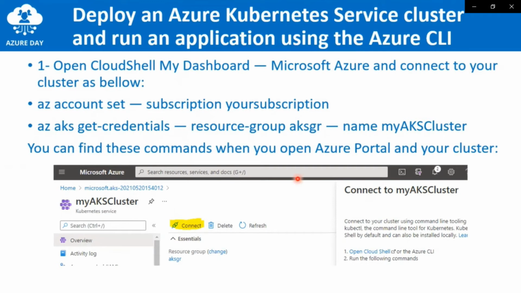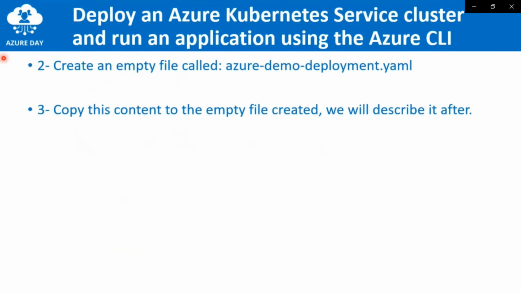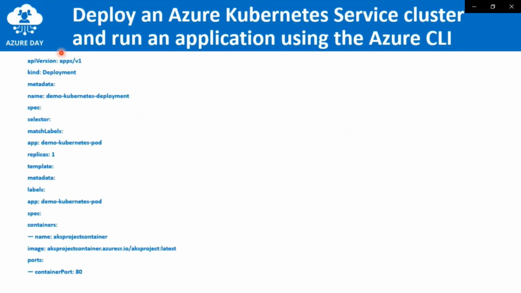We will see that after in detail. So we will just explain how we do that. The second part is to create an empty file called Azure Demo Deployment YAML, where we will define our deployment, and we will copy this content as an example, but it depends on your application.